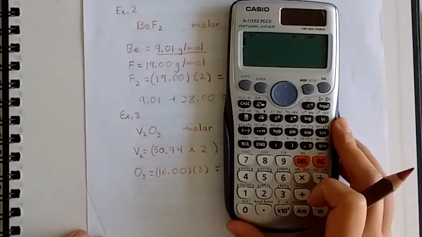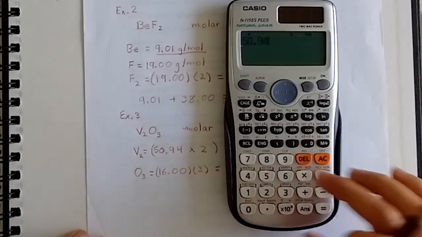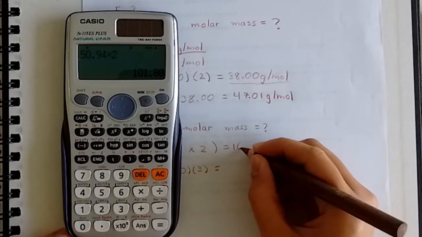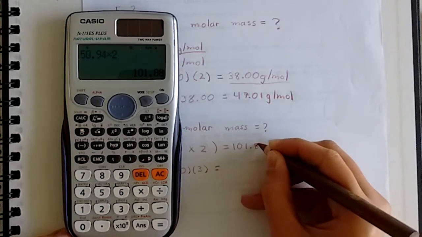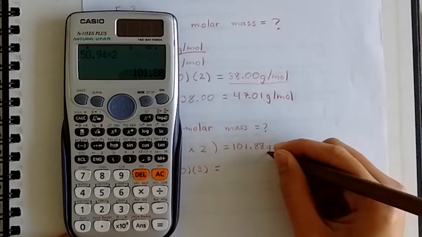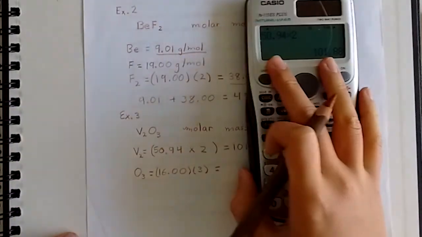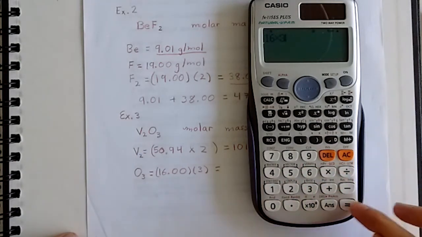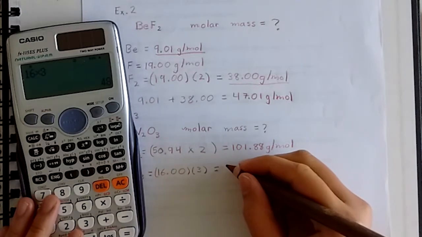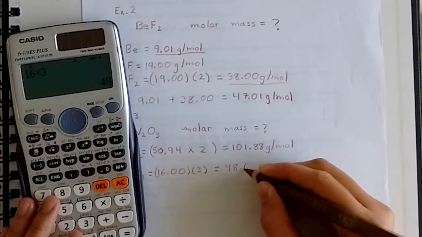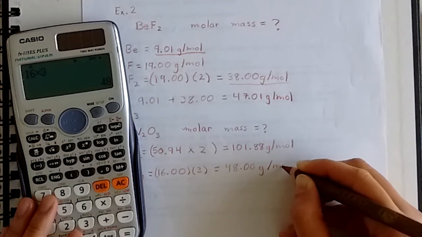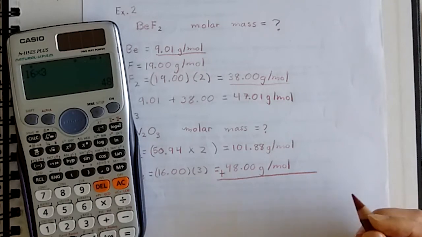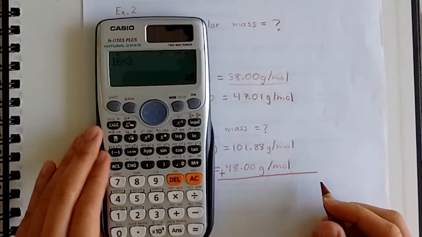So for vanadium, we have 50.94 times 2, which gives us 101.88, and that would be grams per mole. Then for oxygen, 16 times 3 is 48, 48 grams per mole. In total, we add these two numbers up to find the molar mass.